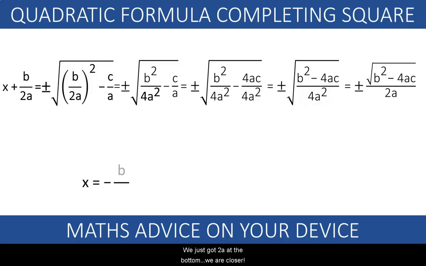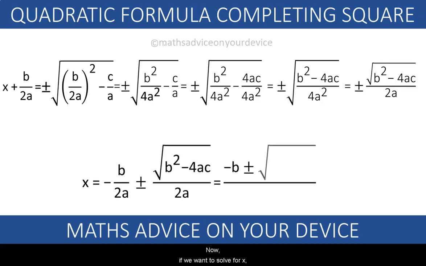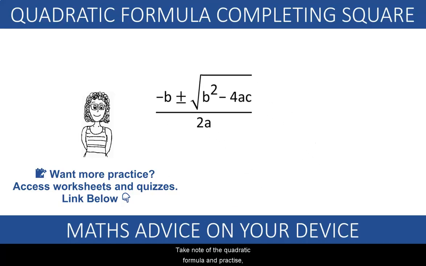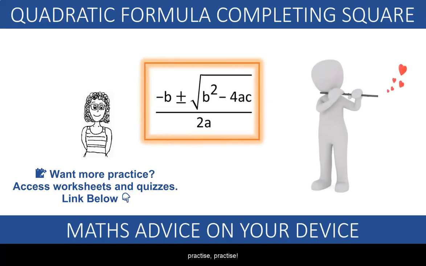We are closer. Now, if we want to solve for x, we must leave x alone. We must subtract b over 2a. This is very convenient because both fractions have 2a as their denominator, so we can combine them into 1. Take note of the quadratic formula and practice, practice, practice.